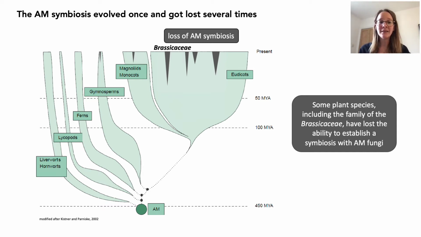And since then, the ability to establish this symbiosis has been maintained by most plant species, with the exception of some plant species that appear to have lost the ability to form this symbiotic interaction. And this includes the family of the Brassicaceae, including, for example, the model plant Arabidopsis, which cannot establish this symbiosis anymore.